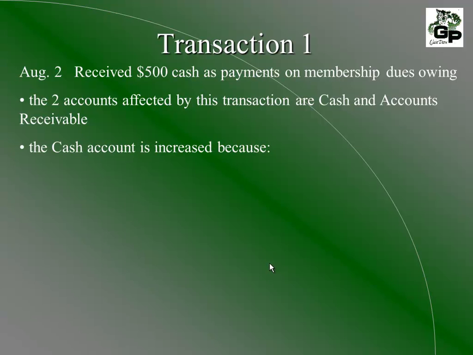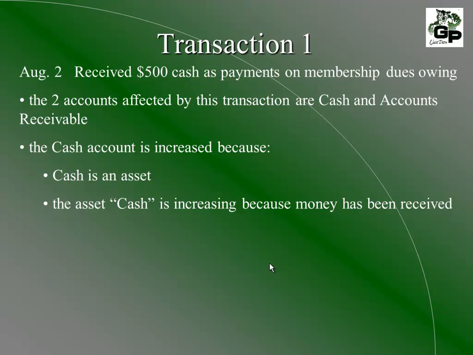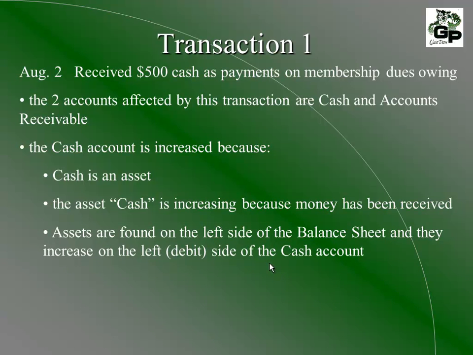The cash account is increased because cash is an asset. The asset cash is increasing because money has been received. Assets are found on the left side of the balance sheet, and they increase on the left side, which we now call the debit side of the cash account. So on our T account, we see that we had an opening balance on July 31st of $6,325. And due to this transaction on August the 2nd, cash increases $500. So we write down the date of the transaction and the amount that it increases, $500, on the debit side of this T account called cash.